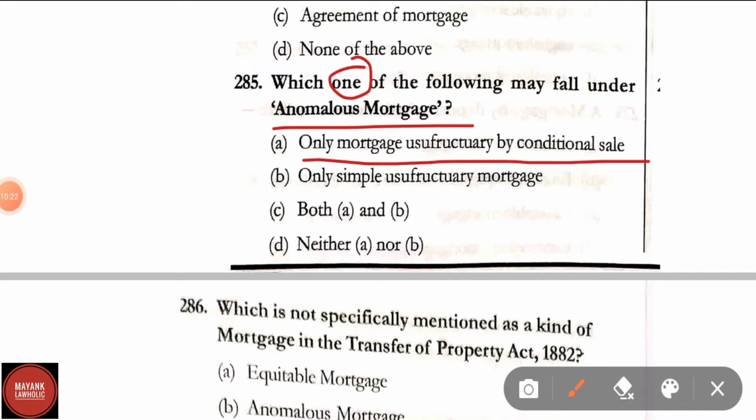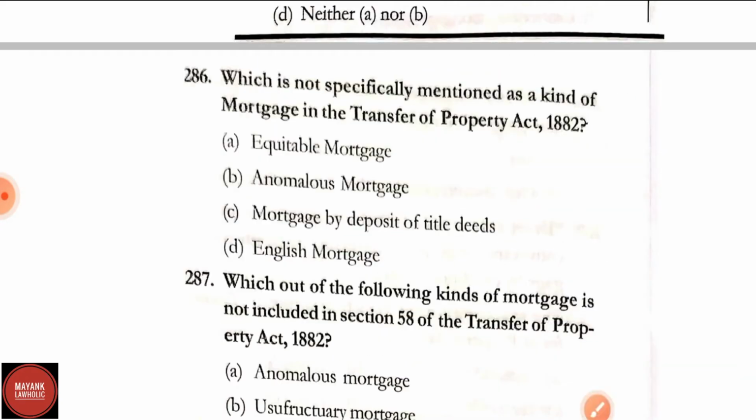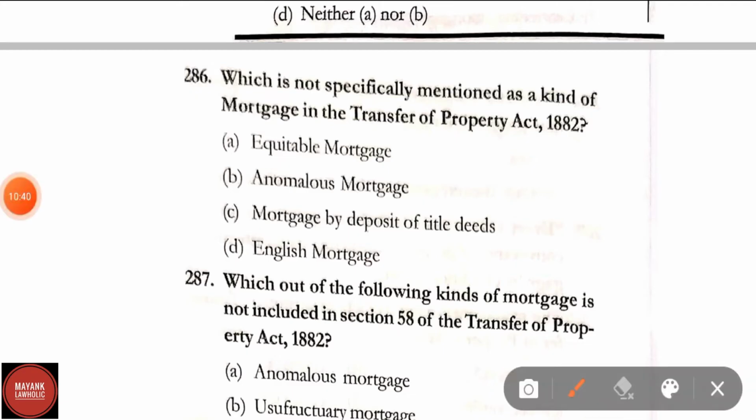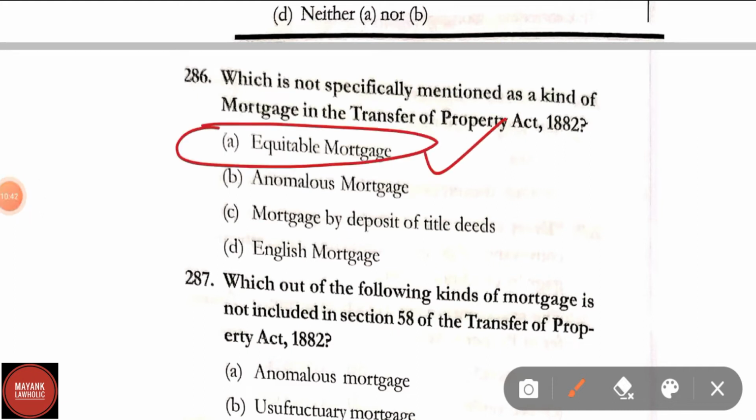Only mortgage, usufructuary by conditional sale, only simple usufructuary mortgage, both A and B, neither A or B. Correct answer is option C, that is both A and B. Question number 286. Which is not specifically mentioned as a kind of mortgage in the TPA? Correct answer is option A, that is equitable mortgage.